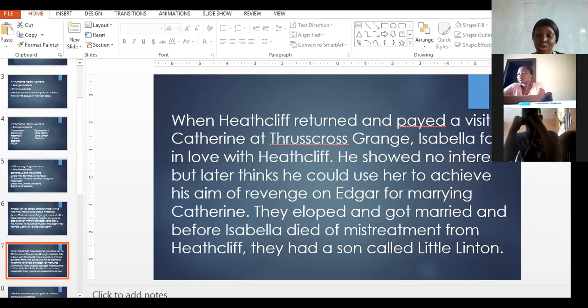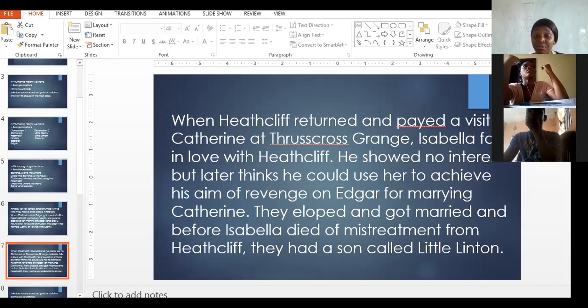Now, it was because Heathcliff learned that Catherine was going to marry Edgar instead of himself. That was why he left Wuthering Heights. But he returned a sophisticated young man and then decided to visit who? Catherine and Edgar, where? Thrushcross Grange. Are you following now? So when he got there, Edgar's younger sister, named Isabella, fell in love with Heathcliff at first sight. But Heathcliff showed no interest, but later thinks he could use her to achieve his aim of revenge on Edgar for marrying Catherine.